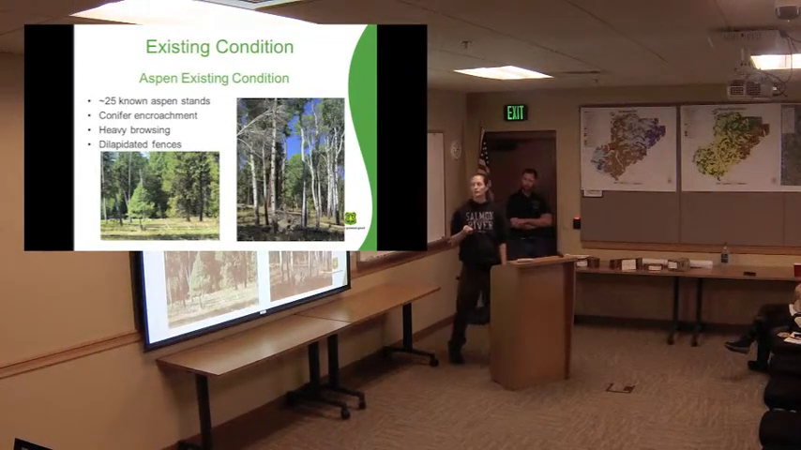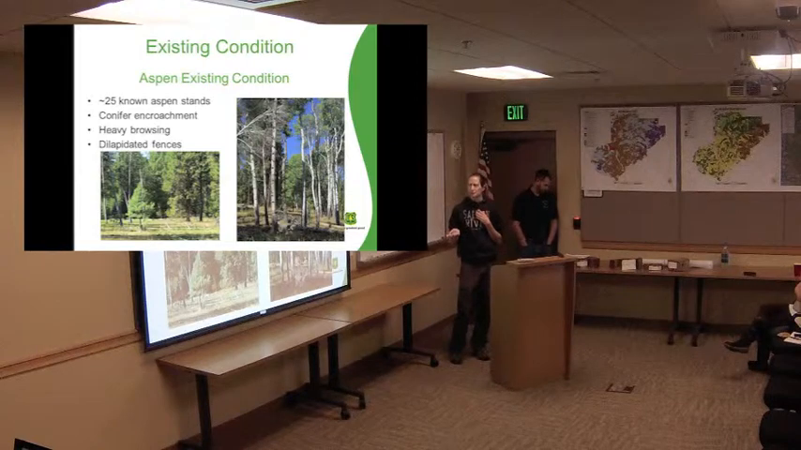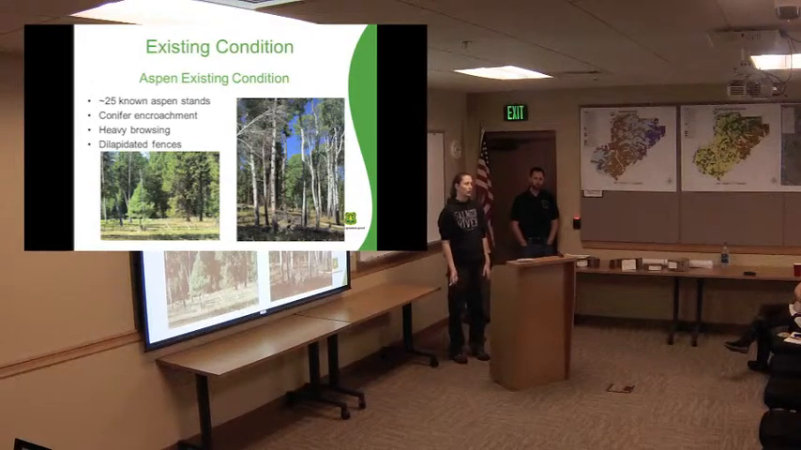There are approximately 25 known aspen stands in Big Mosquito. Here are some pictures of representative stands. There's a lot of conifer encroachment in these areas, heavy browsing due to livestock and ungulates, and quite a few of them were fenced at one point in time, but those fences are falling down.